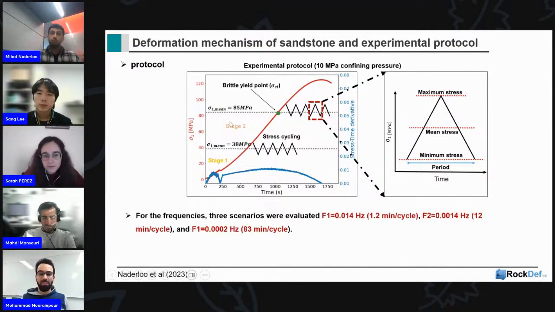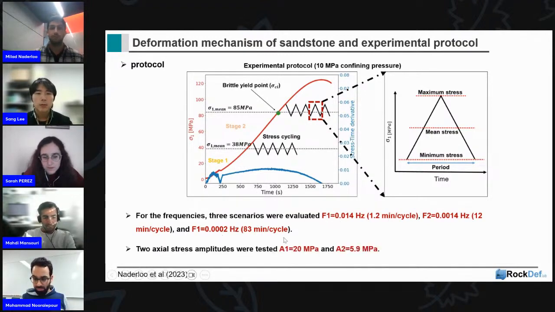And apart from two stress regimes, here we are also using three frequencies: high frequency, medium, and really low frequency. And we are using two amplitudes of the cycles to see how that impacts inelastic deformation, or in a general way, how it compacts our reservoir rock.